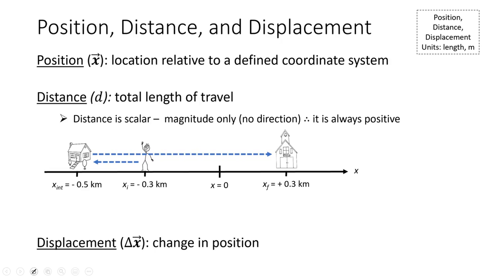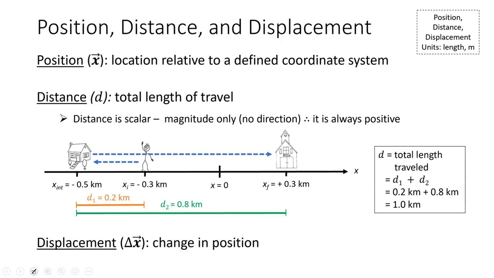Well, I'm going to calculate it out by first calculating the distance he travels to his house. So here that would be 0.2 kilometers, right? Since that's the difference between his initial and intermediate locations. It is positive even though he was moving to the left because distance is always a scalar. Next, I want to calculate the distance he traveled from his house to school. That's 0.8 kilometers. And so then the total distance he travels is just the sum of those two, which is 1 kilometer.